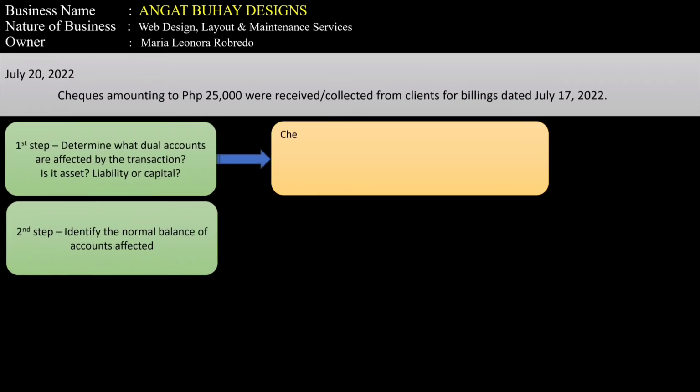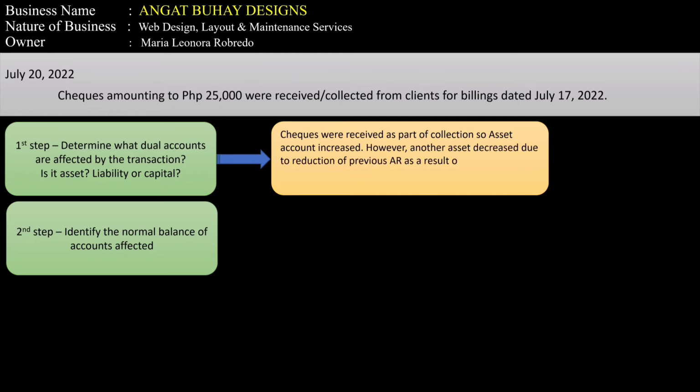Next transaction, July 20. Checks amounting to 25,000 pesos were received from clients for billings dated July 17, 2022. So, first account affected is cash because there's a collection. What is the second account affected? So, there's already a billing dated July 17, but the collection was made on July 20.